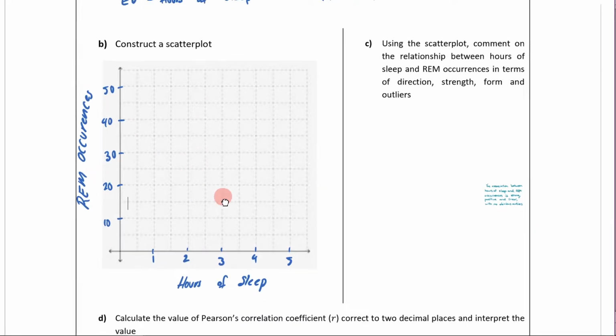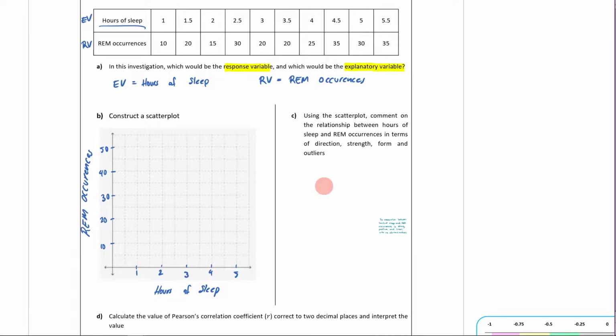So let me grab another color here to spice things up. And I'll come here and I'm going to go, all right, 1 and 10. 1 and 10 will be there. 1.5 and 20. 1.5 and 20 will be there. 2 and 15. 2 and 15 will be there. And we're just going to continue on until we have it all done. 3 and 20. 3.5 and 20. Then I've got 4 and 25. 4 and 25. 4.5 and 35. Then I've got 5 and 30. And then I've got 5.5 and 35.